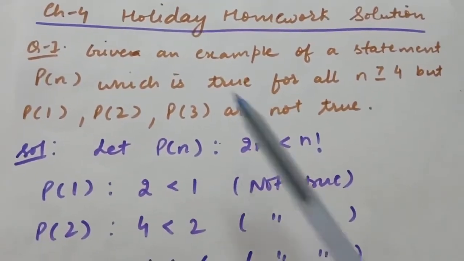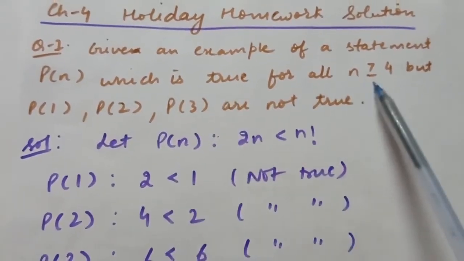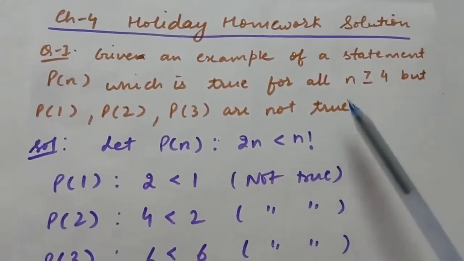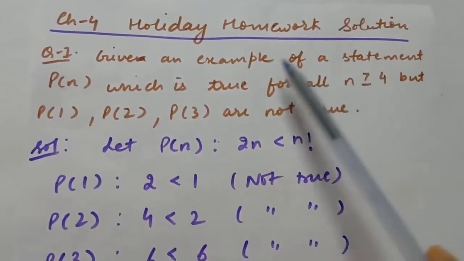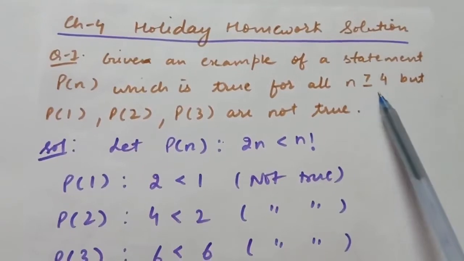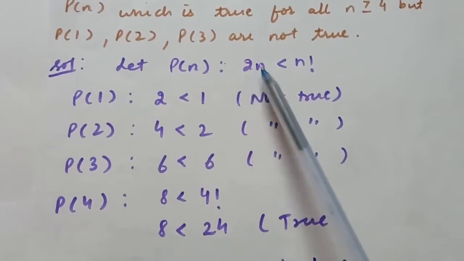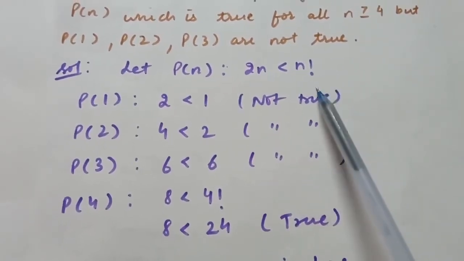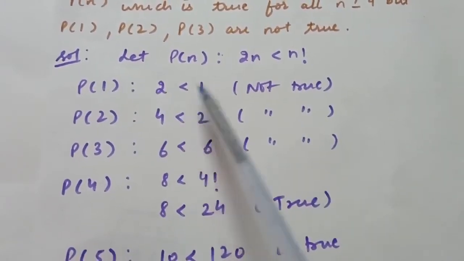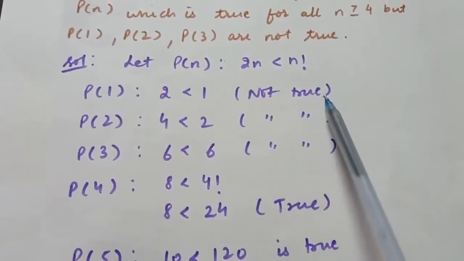So the first question is, give an example of a statement Pn which is true for all n greater than or equal to 4, but P1, P2, P3 are not true. We have to give an example of such a Pn which is true for n greater than or equal to 4. So I have taken this example. Let Pn be 2n is less than n factorial, right? So P1 will be 2 into 1 less than 1 factorial. 1 factorial is 1. So 2 is less than 1, it is not true.